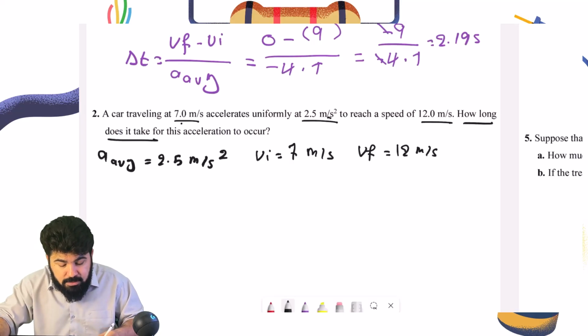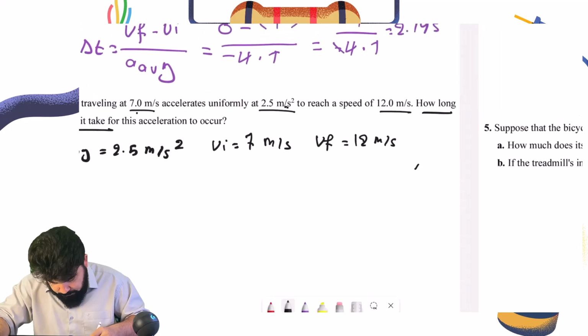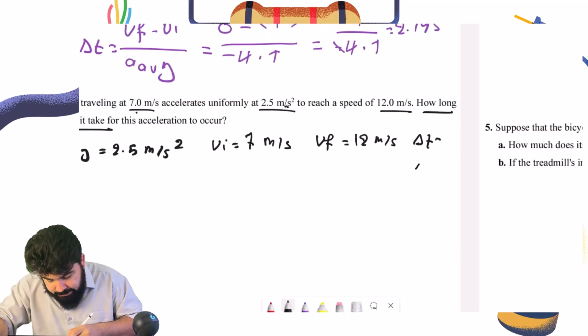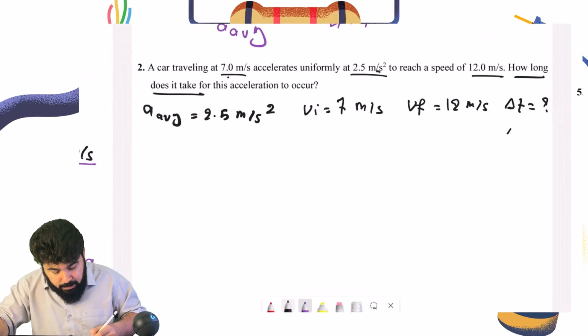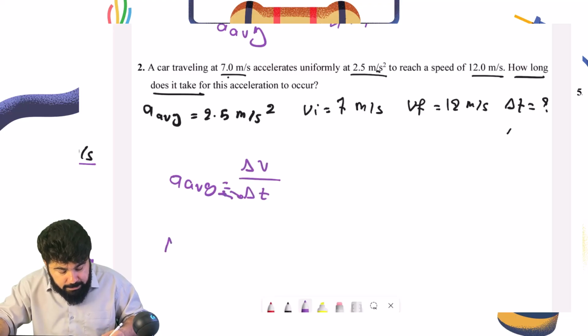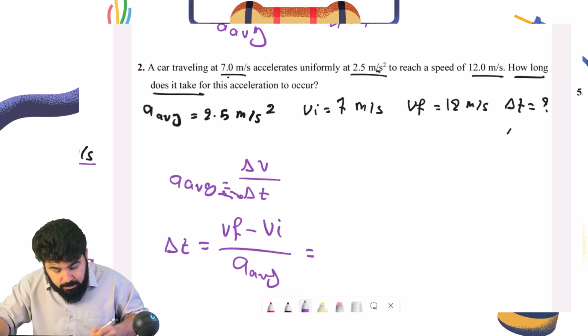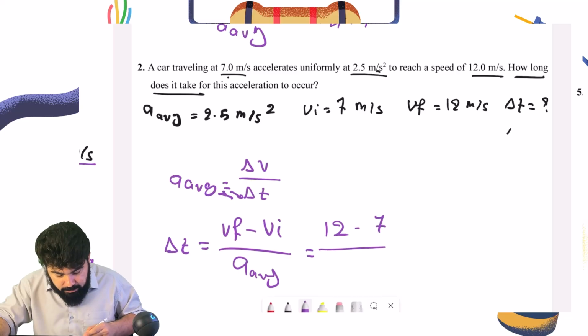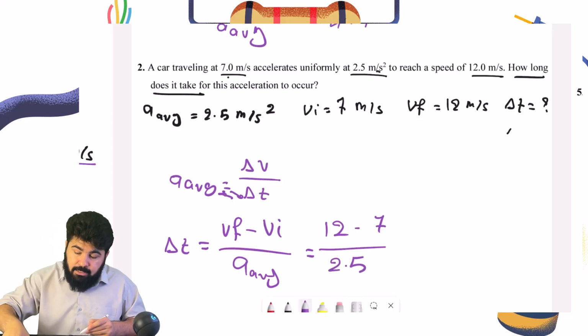How long does it take? So delta t is equal to what? Again, average acceleration is equal to delta v divided by delta t. We want time, so switch the places. Delta t is going to be v final minus v initial divided by average acceleration. This is going to be 12 meter per second minus 7, divided by 2.5. Okay, let's calculate that.